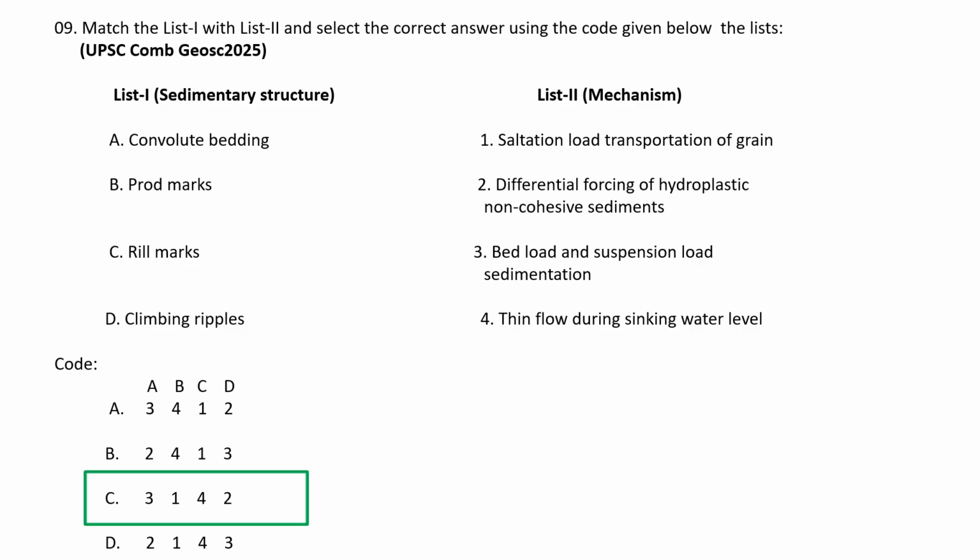So the correct option is C. Convolute bedding is nothing but bed load and suspension load sedimentation. And prod marks, these are the transportation of the grains. And rill marks, it includes thin flow during sinking water level. And climbing ripples, it consists of differential forcing of hydroplastic non-cohesive sediments. So C is the correct option.